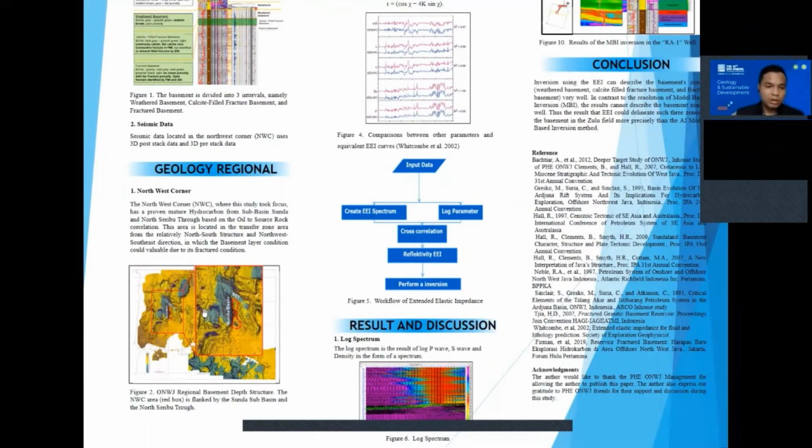The northwest corner, where this study is focused, the red box here in figure 2, has proven mature hydrocarbon from the Sunda Basin and North Seribu Trough based on oil to source rock correlation. This area is located in a transfer zone, with relatively north-south structure and northwest-southeast direction, in which basement layer conditions could be available due to fracture conditions. This is the red box here, the northwest corner, and it is flanked by the Sunda Basin and North Seribu Trough.